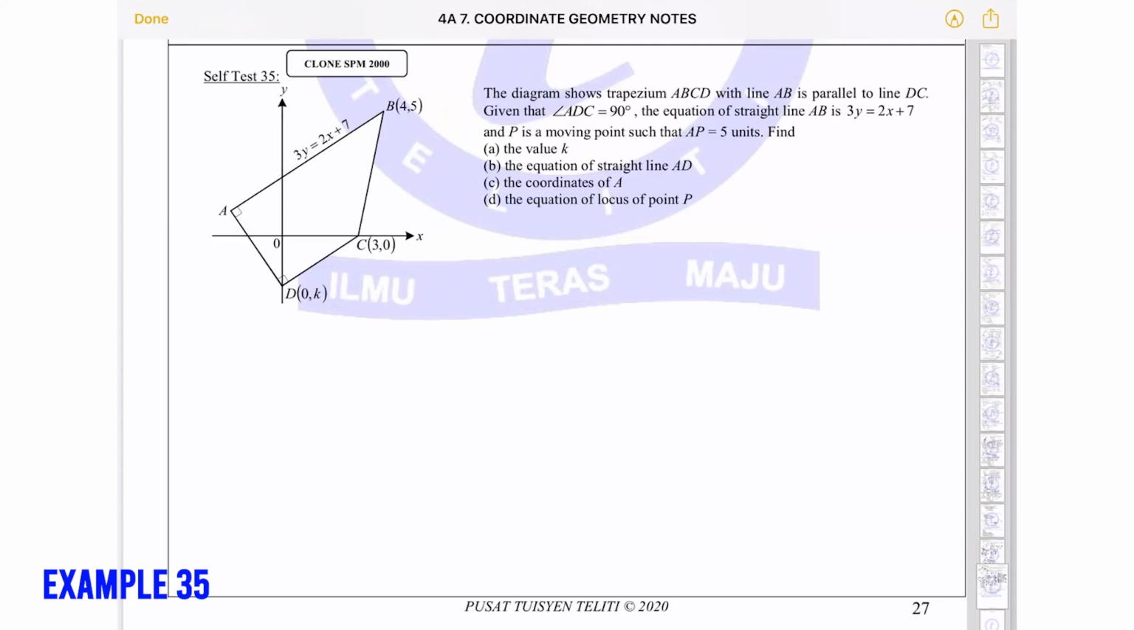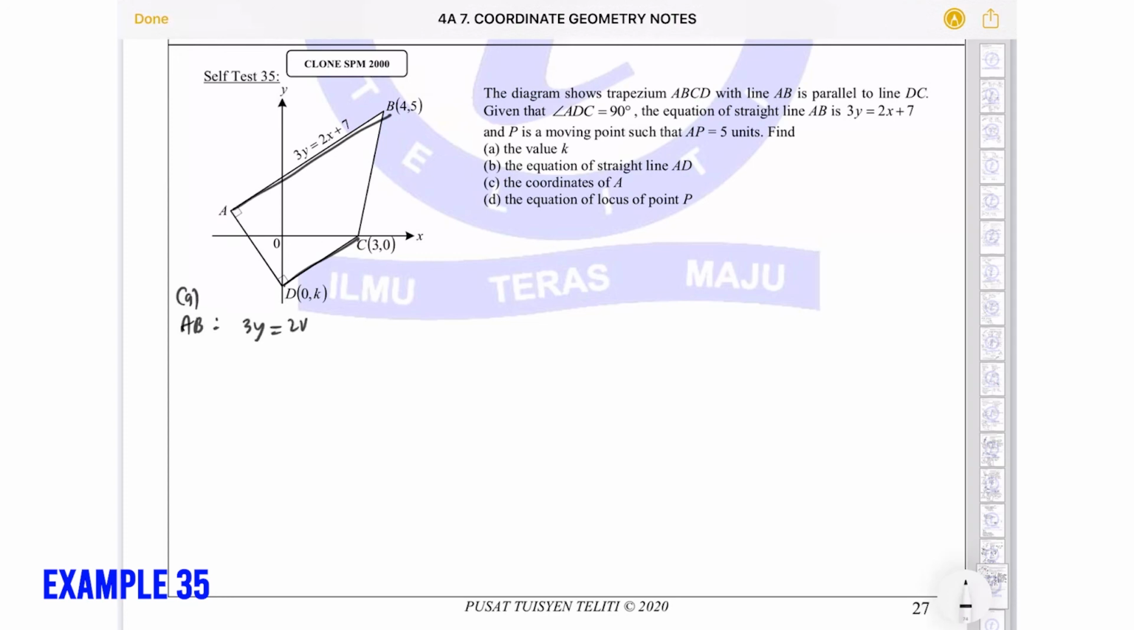Okay, let's look at self-test 35. So here we have a trapezium ABCD. Line AB is parallel to DC. Given ADC is 90 degrees, and the equation of straight line AB is also given. P is a moving point, and we need to find the value of k. Number one, we know that these two are parallel. AB is parallel to DC, so the gradient must be the same. So maybe I start off by finding the gradient of AB.